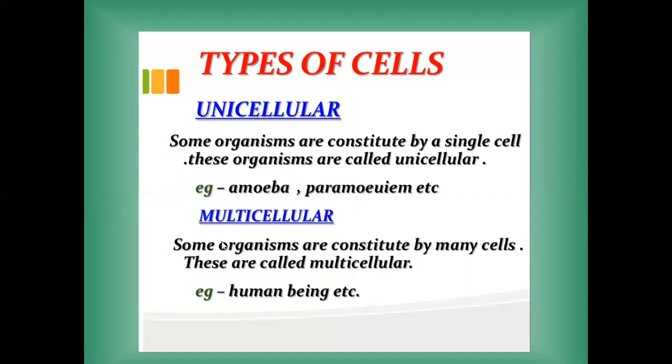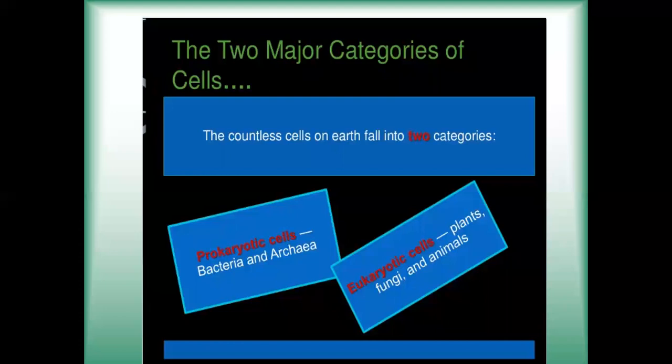Then coming to multicellular, multi means many and cellular means cells. So the organisms which have more than one cell, or which have many cells in their body, are known as multicellular organisms. For example, we have human beings, we have animals, we have plants. They all are multicellular.